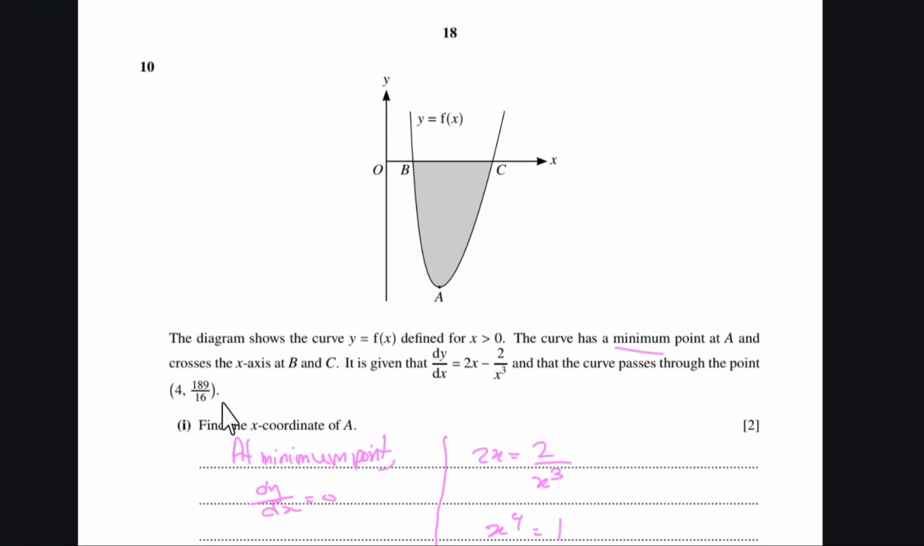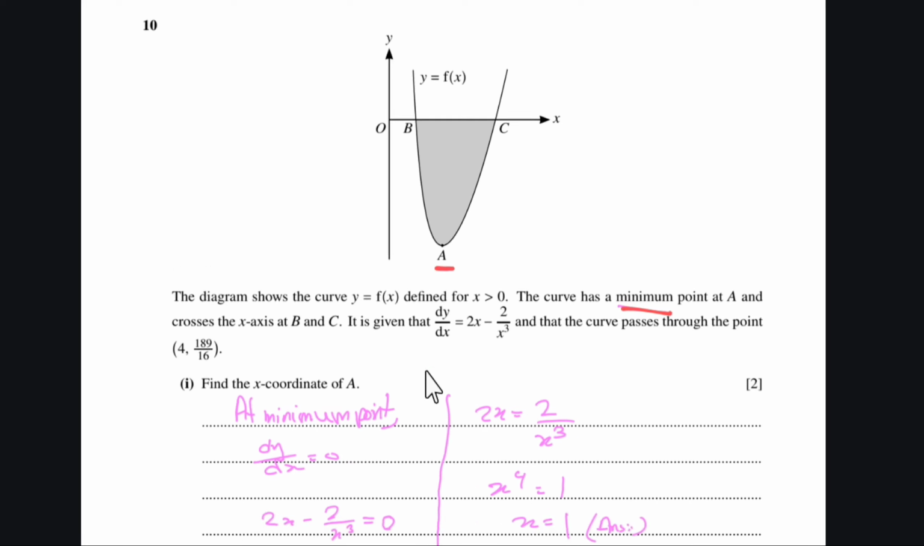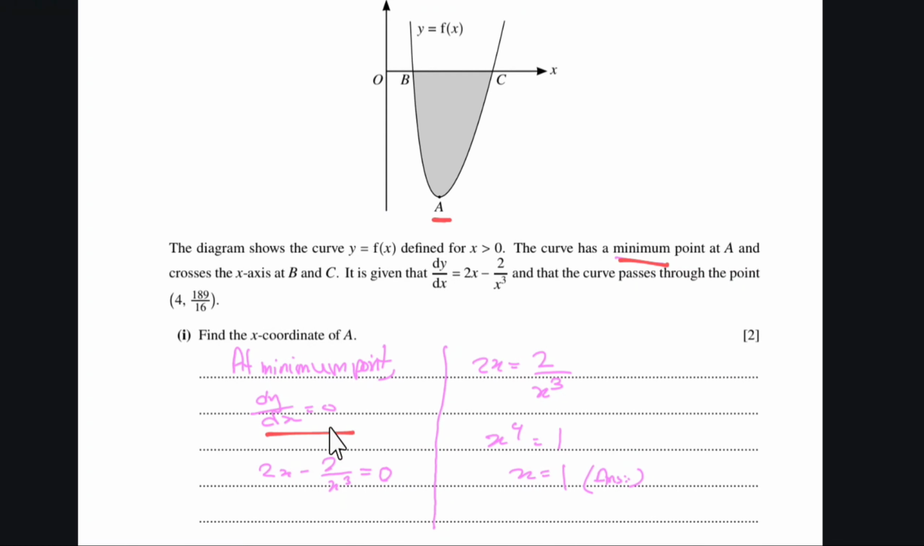Question number 10. We need to find the x coordinate of A. So the diagram shows the curve y is equal to f of x where x is greater than 0. The curve has a minimum point at A, and we know that at a minimum or maximum point the dy by dx is always 0.